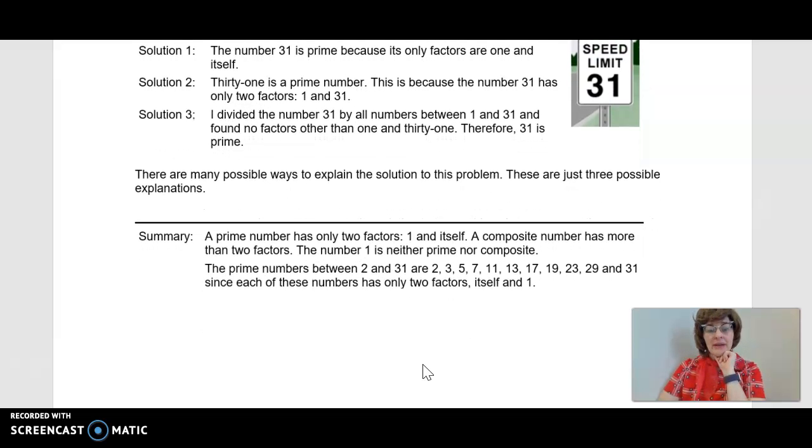So in summary, a prime number has only 2 factors, 1 and itself. A composite number has anything other than just those 2. It just takes 1 more factor pair beyond that in order for it to become composite.